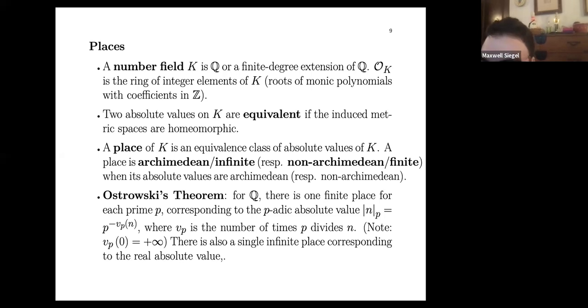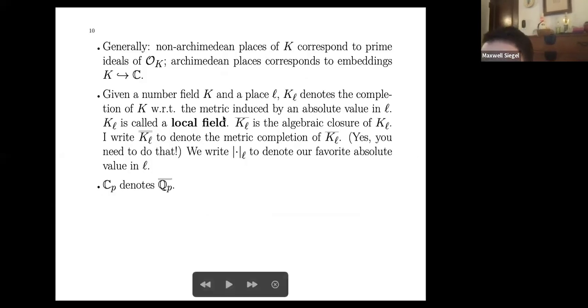Absolute values are intimately related to the algebraic structure of our number fields. The classic example of this is Ostrowski's theorem, proved in the early 20th century, which gives a complete list of all of the places of the rationals. Q has one non-Archimedean, aka finite place, for each prime p, corresponding to the p-adic absolute value, and there is also a single infinite place corresponding to the real Archimedean absolute value. In general, a non-Archimedean place of a number field corresponds to a prime ideal in the field's ring of integers, while an Archimedean place corresponds to an embedding of the field in the complex numbers.